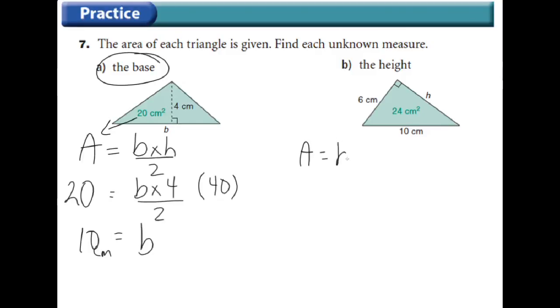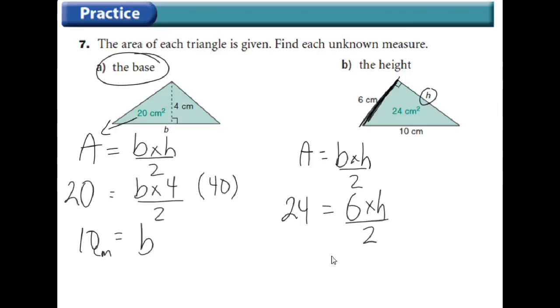Area equals base times height divided by 2. Our area is 24. Well, what's going to be our base? They've told us our height is over here. That means our base has to be this line because it's perpendicular. So our base is 6. We don't know our height. And we divide by 2.